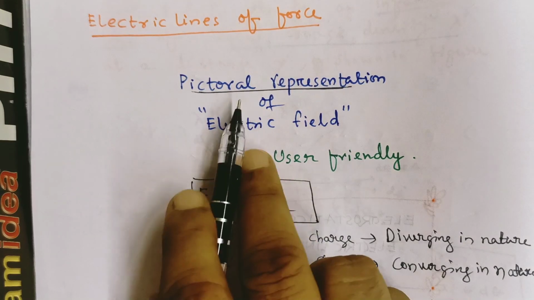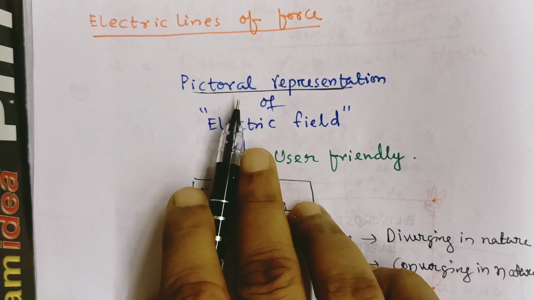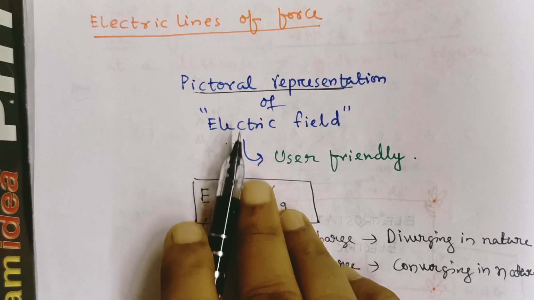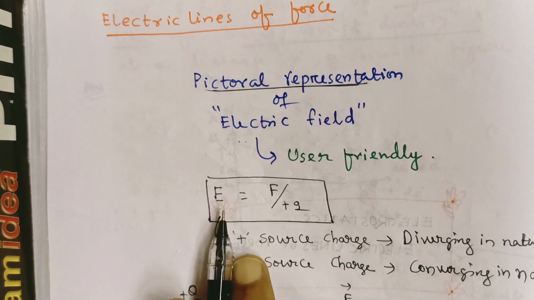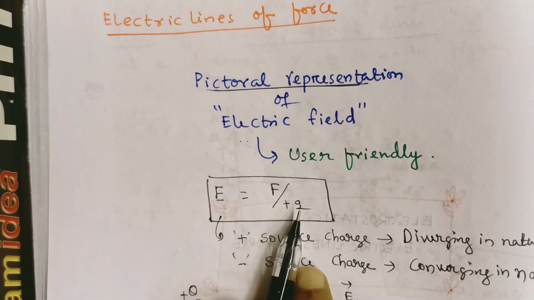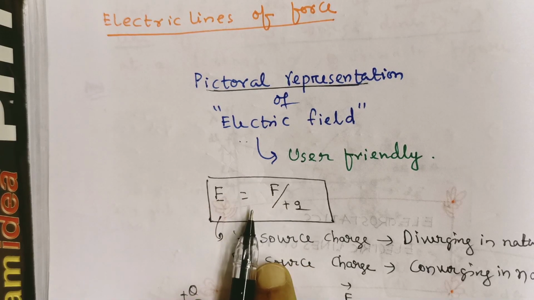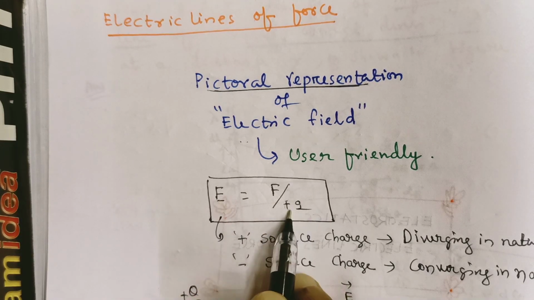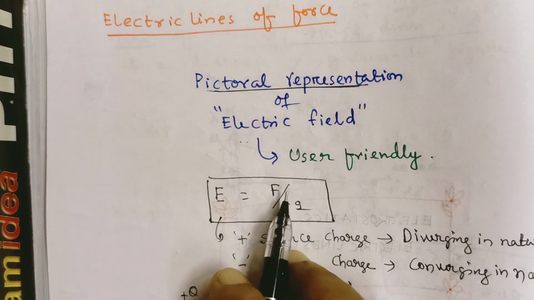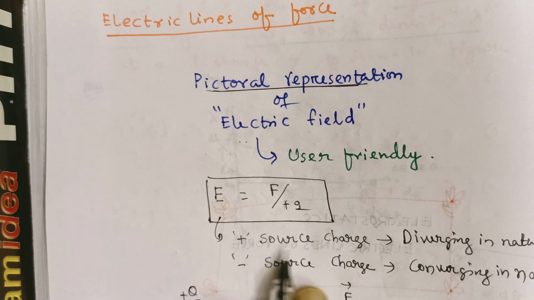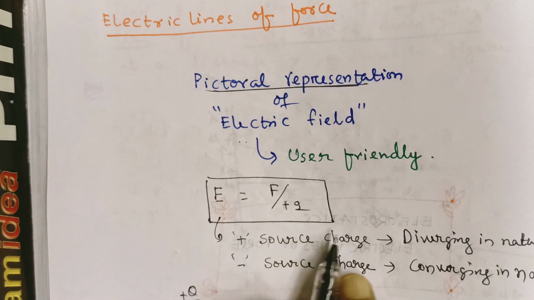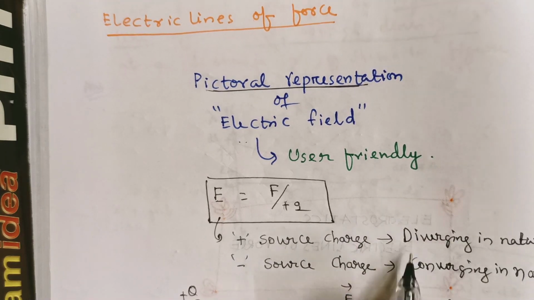Its answer is that a pictorial representation gives a user-friendly way to represent the electric field of a source charge. In the previous class you remember the electric field intensity formula is E = F by q. By using this formula, you can calculate the strength of the electric field. Then, using a conventional positive test charge, keep in mind that the nature of the electric field for a positive source charge is diverging, because if the source charge is positive, it repels the positive test charge. That's why it is diverging.